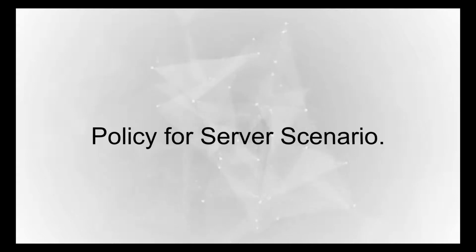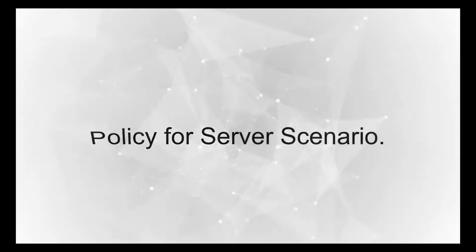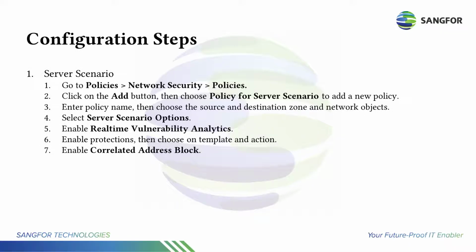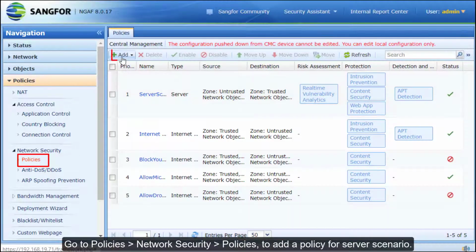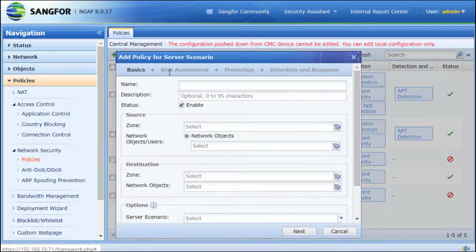Now we will be talking about the policy for server scenario. Here are the configuration steps for server scenario. Go to Policies, Network Security Policies, to add a policy for server scenario. Enter the name of the policy.